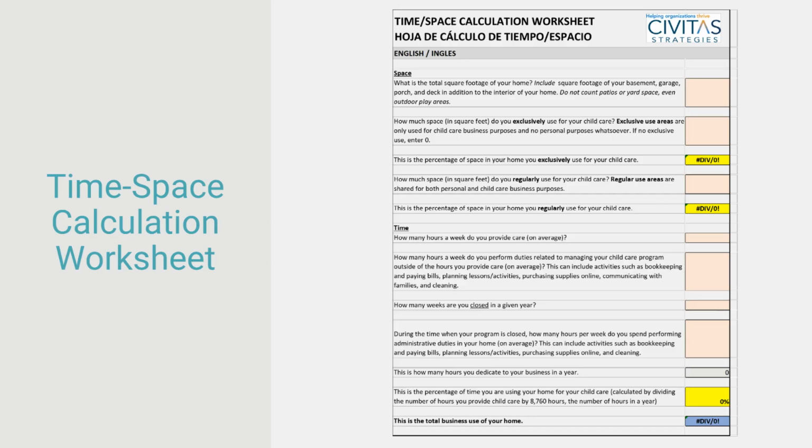You can also use the helpful worksheet to calculate your time-space percentage. You can find the link to this worksheet in the tool that accompanies this presentation. When using your time-space calculation for tax purposes, you are encouraged to review the IRS instructions for Form 8829, expenses for business use of your home, or consult with your professional tax preparer.